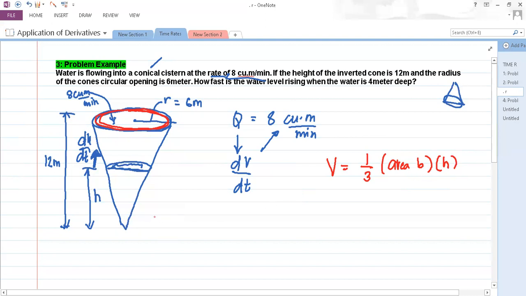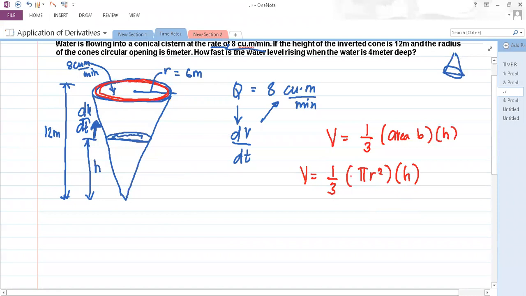So volume is now equal to 1/3 the area of the base. The area of the circle, given radius, is pi radius squared, multiplied by the height. So we have here two variables, but there should be only one variable. We have radius and we have height. So we have to find the radius in terms of height so that it becomes only one variable. So how do we get the radius in terms of height?